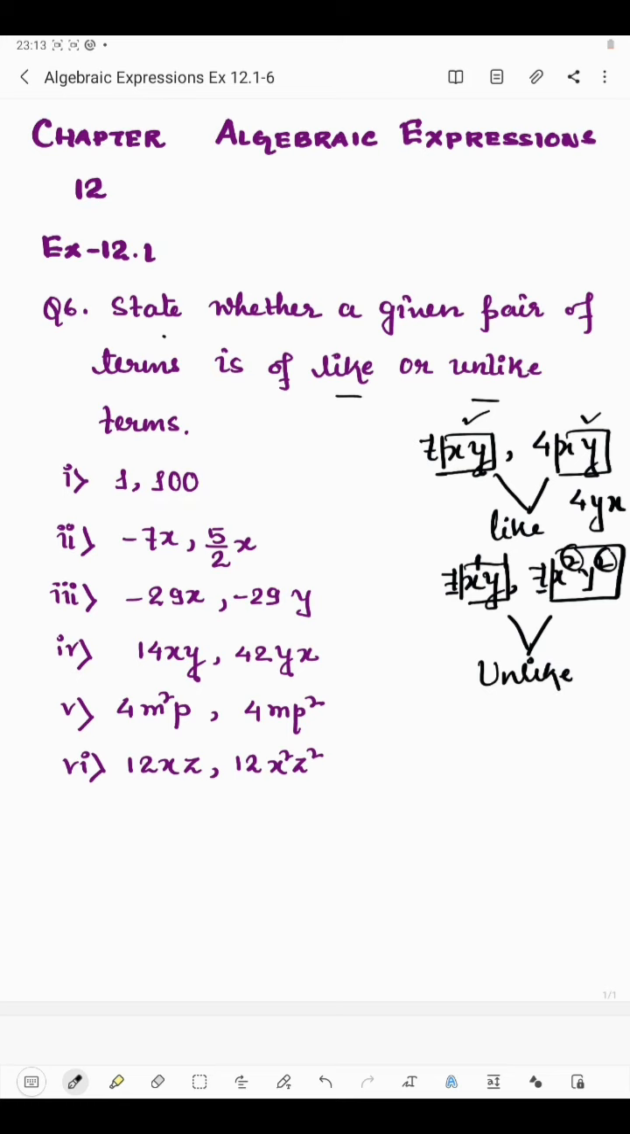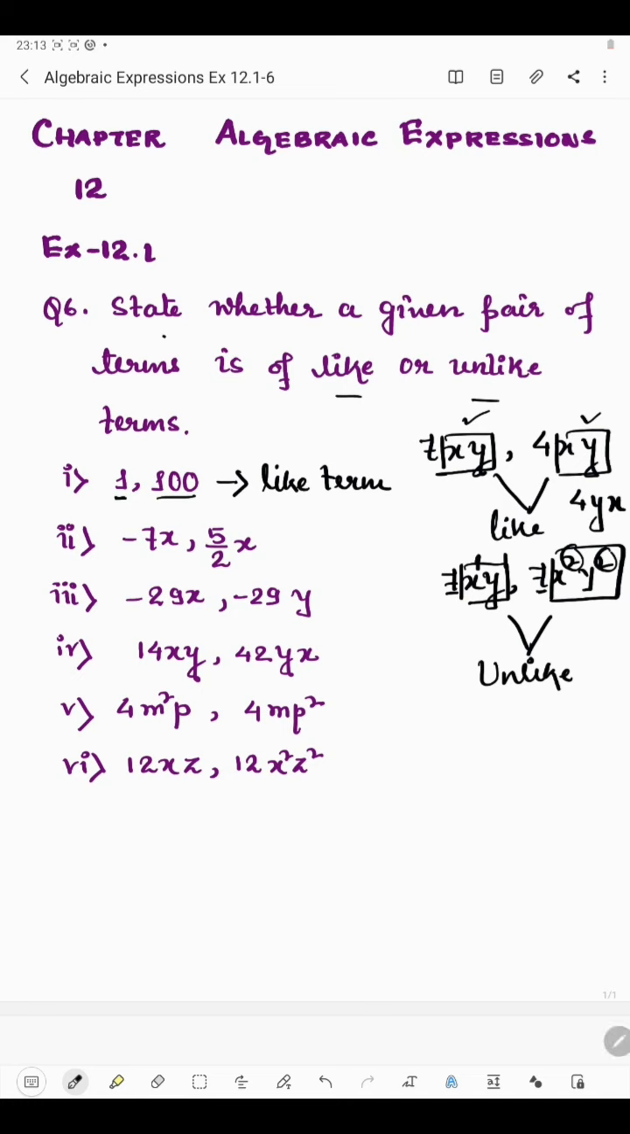Now in the first part we have 1 and 100. As I said, to check whether the terms are like or unlike, we need to check the variable part. But in these two terms we don't have the variable, we have the constant here. Since in the first term a number is there and in the second term also a number is there, these are called like terms. Since both are constant, this is called like term.